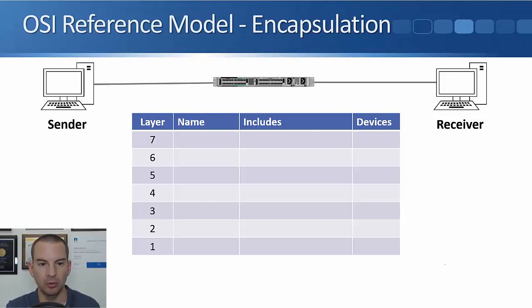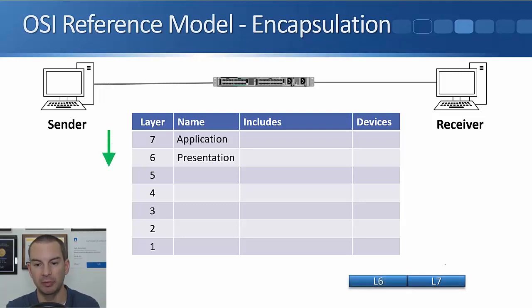And as it builds this packet that is going to be sent, it's going to start off at the top level and then it's going to work its way down to the bottom level. So at the sender, first off, it will create the layer 7 information, which is the application layer. So if I'm sending an email, that will contain information such as the from and the to field, etc. Then it will encapsulate the layer 7 information in the layer 6 information. Layer 6 is the presentation layer. And then it will encapsulate that in the layer 5 session layer information.